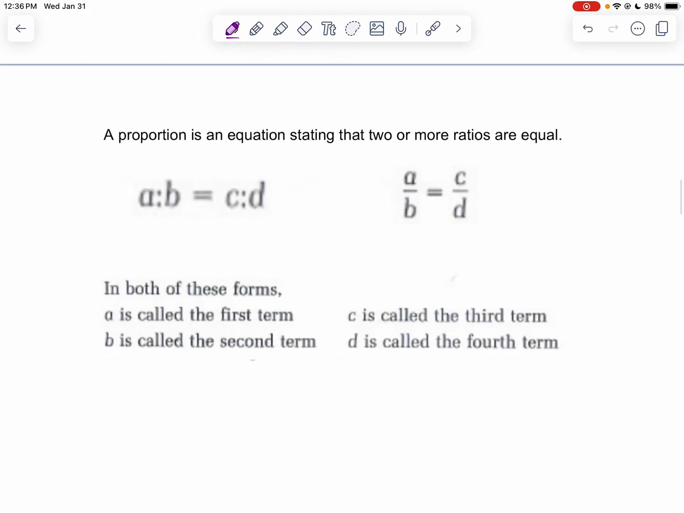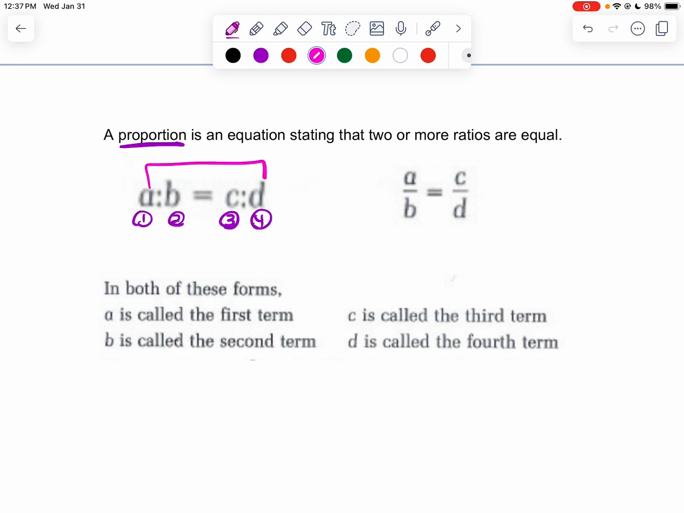Okay, so now let's get into the parts of the ratio. We're going to talk about a proportion, and we talked a little bit about a proportion yesterday. A proportion is an equation stating two or more ratios are equal. Here's where we have to be careful, and it's not even careful, it's just we need to learn the vocabulary. Okay, this is going to be my first term, my second term, my third term, and my fourth term. Okay, my first and fourth terms are called the extremes.